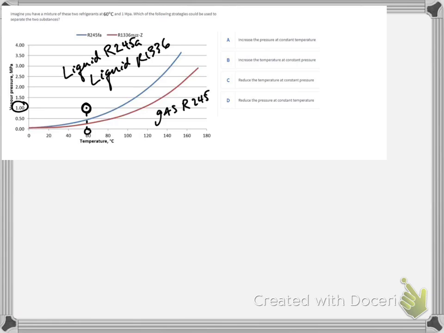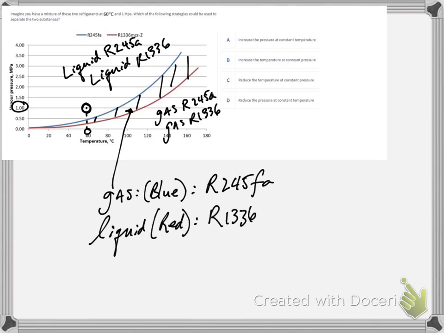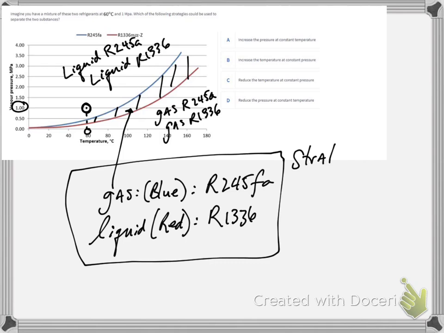Below both of the curves, we have gas R245fa and gas R1336, and in between the two curves is the separation region. This will be gaseous blue, as we're below the blue line, but liquid red, as we are above the red line. So this is what we call separation. This is the strategy for separation. And we want to know, how do we access this spot by changing temperature or pressure one at a time?